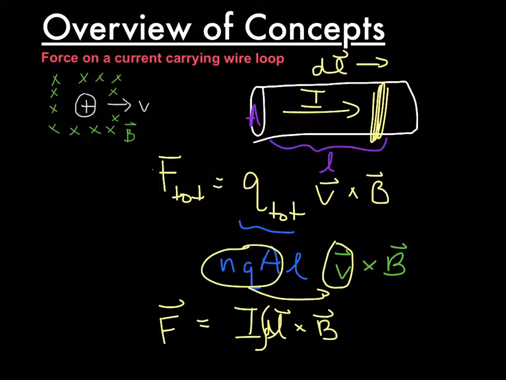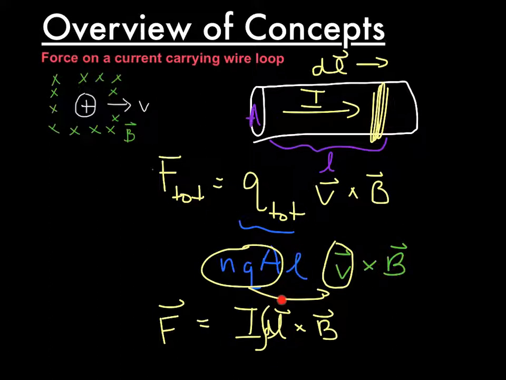Well, now, instead of Q being just one charge, we need Q total. So Q total is just the charge density per volume, and A and L give you the volume. So it's the charge density times volume, V cross B. Look, these are charges passing through an area at a certain speed, or charges passing through an area in a certain amount of time. This is just current. And then L cross B.